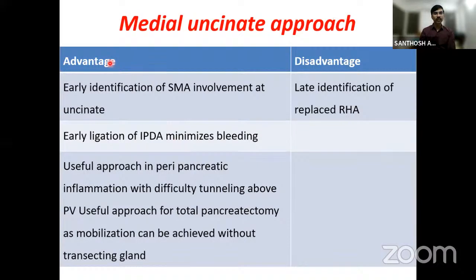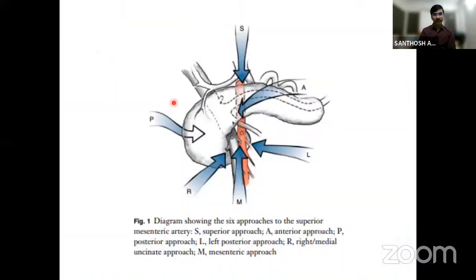So what are the advantages of the medial uncinate process approach? First of all, what is the medial uncinate process approach? These are the 6 approaches described in that article by Dr. Sanjay Govil. The most commonly followed is the posterior approach or the right medial uncinate approach. In this we go from caudocranial. The other less commonly followed approaches include left approach, mesenteric approach, anterior approach, and superior approach. But a combination of these two are the most commonly followed.